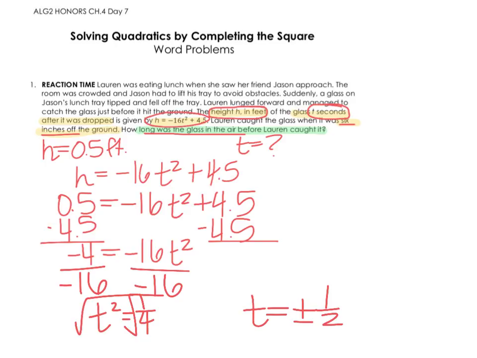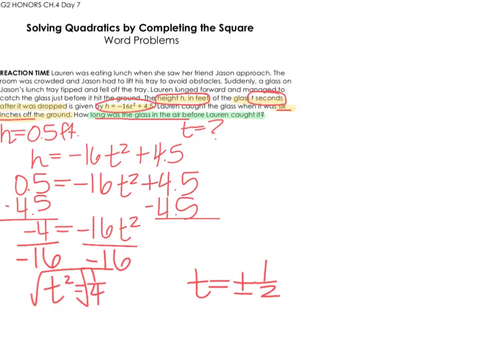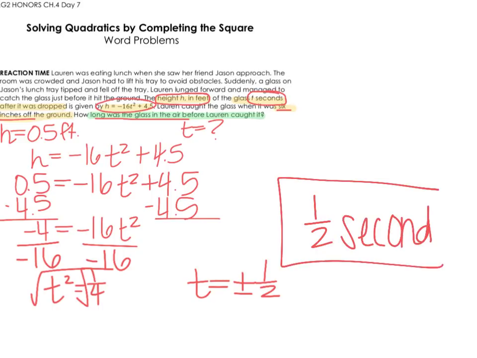Now we can't have negative seconds. So we can't have negative half a second. If we're putting it back into the context of the problem, there's really only one solution. So the glass was in the air before Lauren caught it for half a second. And that's our final answer.